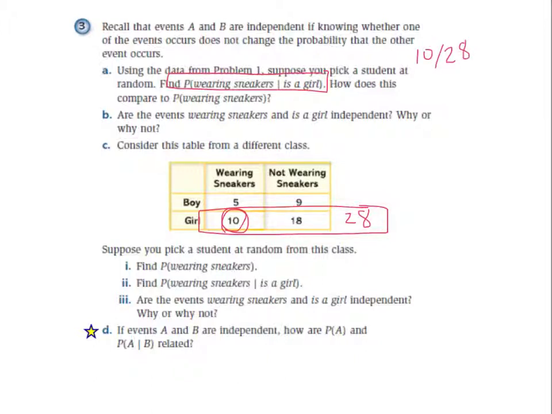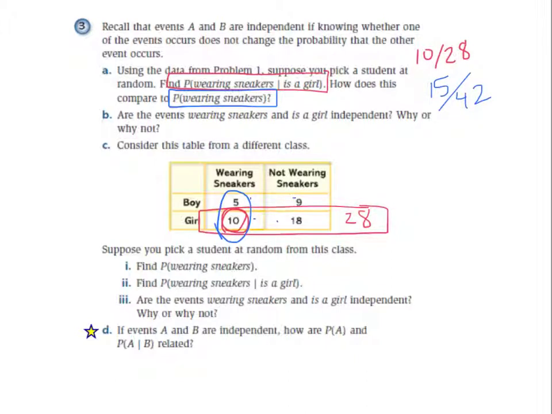Now let's look at the second part of the question. How does that compare to the probability of someone just wearing sneakers? The probability of someone wearing sneakers is 15 out of the total number of people in this survey. There are 15 people wearing sneakers, and if I total up all four categories, I'm going to end up with 42 people totally represented. So 15 out of the 42. How do these compare? They are not the same fraction. Even if I tried to reduce them or convert them to decimals, these fractions are not the same.